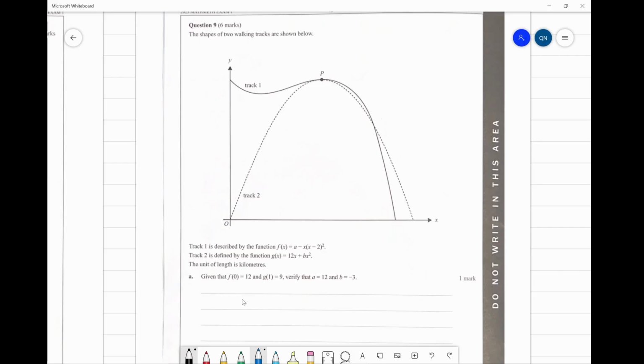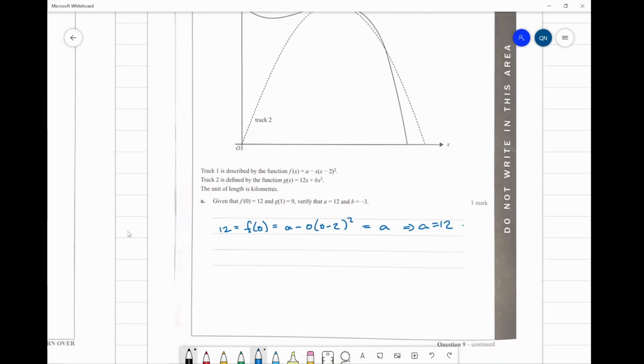So let's say f of 0 is 12, which means 12 is equal to f of 0, which means plugging 0 into there, which is a minus 0, 0 minus 2 squared, but that's just a, because 0 times everything is 0. So that means that a is equal to 12. Nice. And then let's do the same for the value of b. So we know that g of 1 is 9. So 9 is equal to g of 1. What's g of 1? Well, it's 12 minus b. No, plus b. 12 plus b, which means b is equal to negative 3. So we've got those two values there, nice and simple.